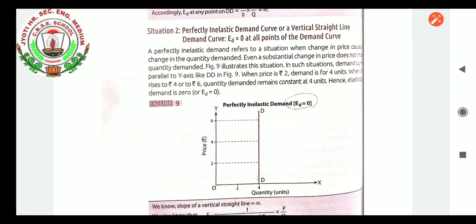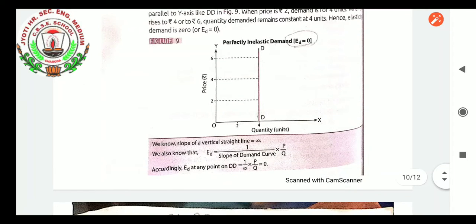In this situation, students, what will ED equal? 0. How it comes, we will see in one of the questions, but ED will be 0. Here we see the price is changing, but it does not affect the demand of the commodity, and in this situation ED equals 0. So here prices are varying, but quantity demanded is stable. In ED equals infinite, price was constant and quantity demanded kept increasing. So it was infinite.